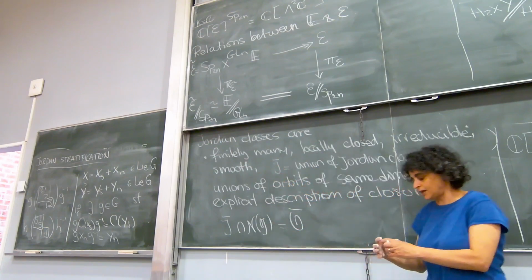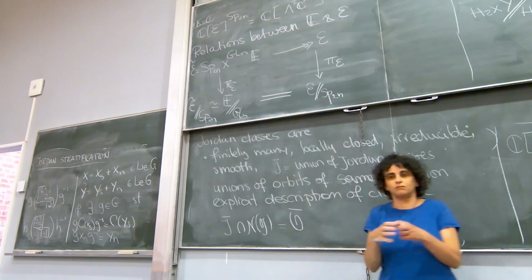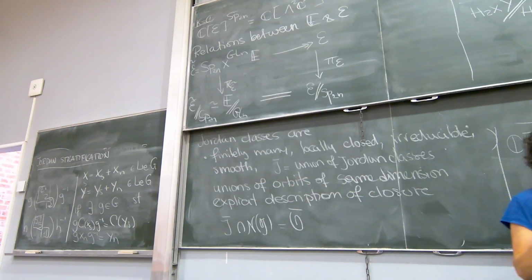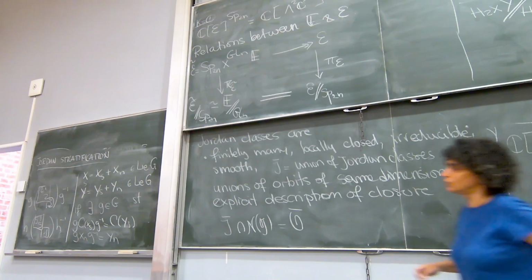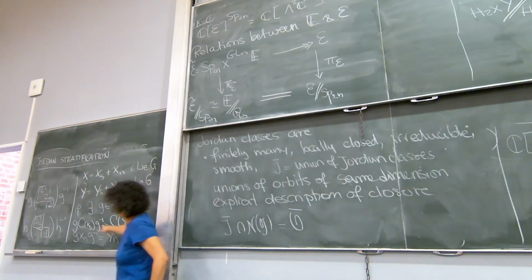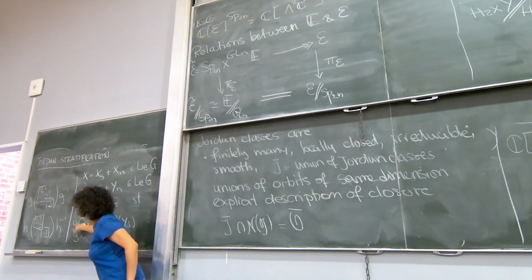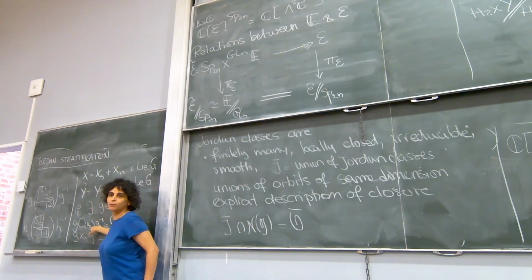Another thing that is nice about Jordan classes is that when you want to study them locally, any neighborhood of a Jordan class essentially looks like the neighborhood of a nilpotent orbit in a smaller group. Essentially, you reduce to looking at what happens in the centralizer of the semi-simple part.